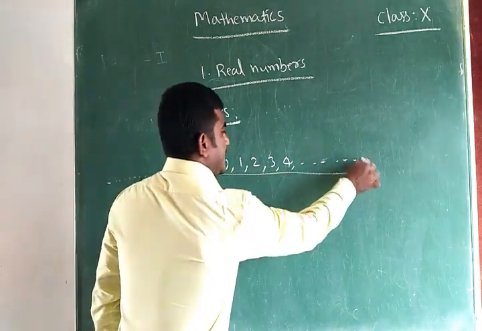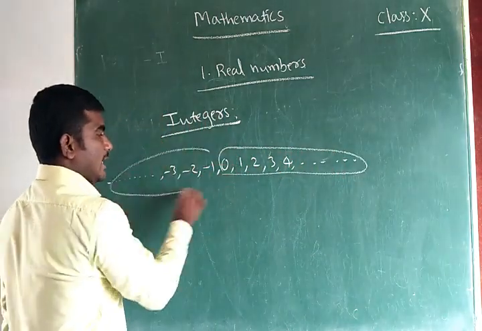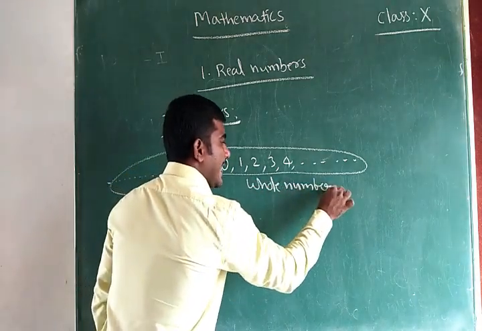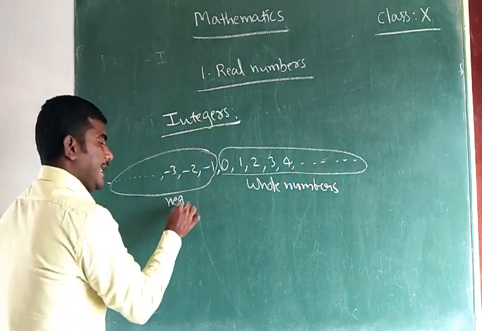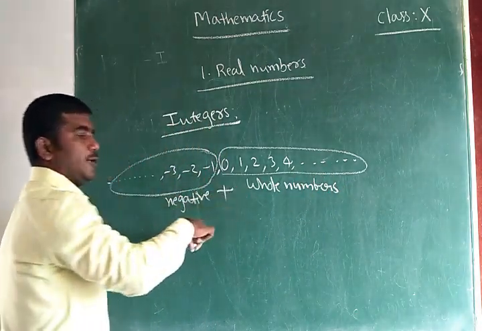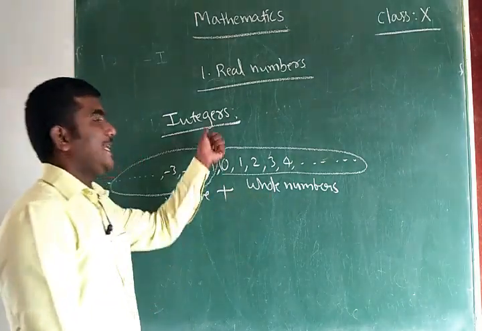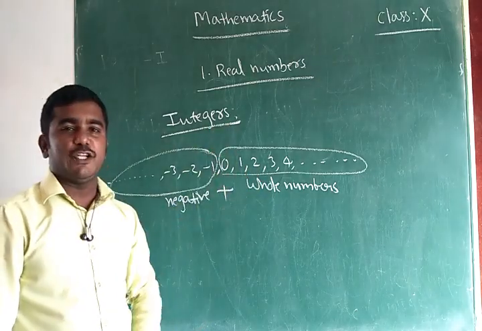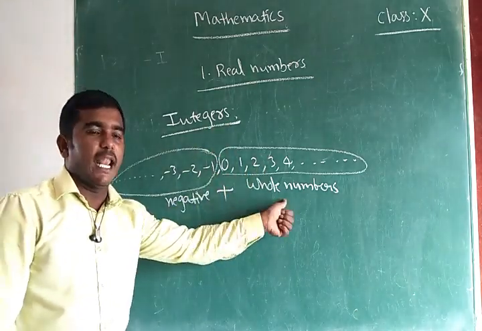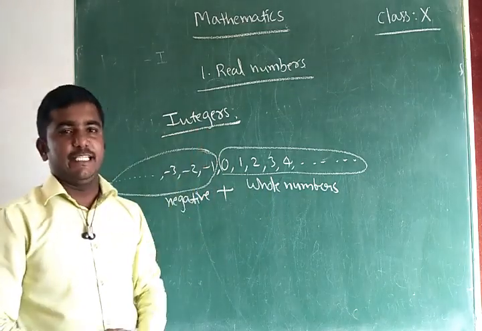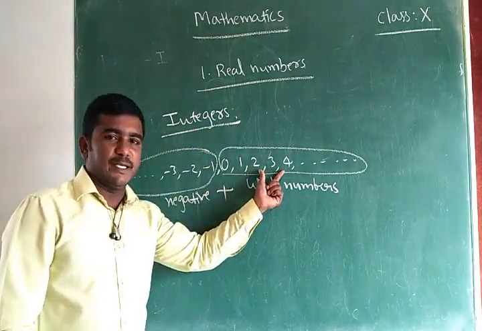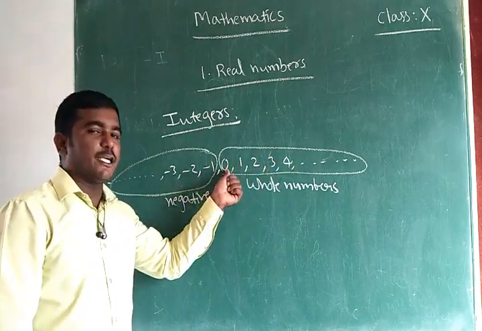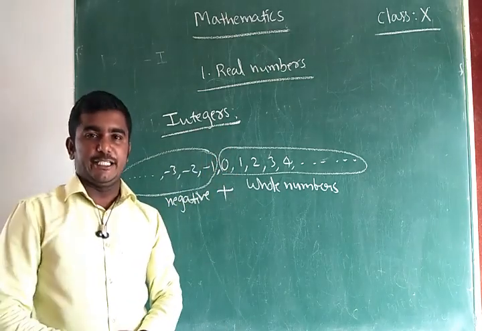See now, these all are the whole numbers. These all are the negative numbers. So negative numbers plus whole numbers are called integers. What is the definition of integers? All the whole numbers along with negative numbers are called integers. Otherwise, all positive numbers and negative numbers including 0 are called integers.